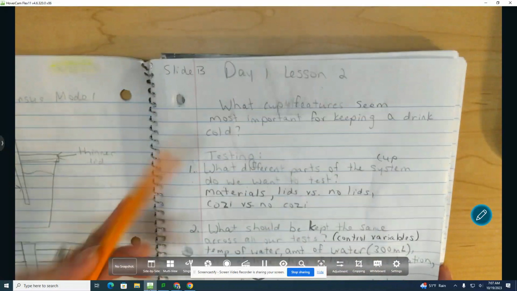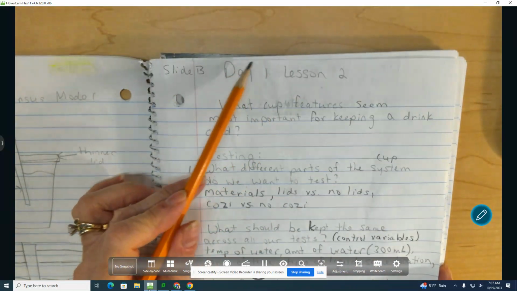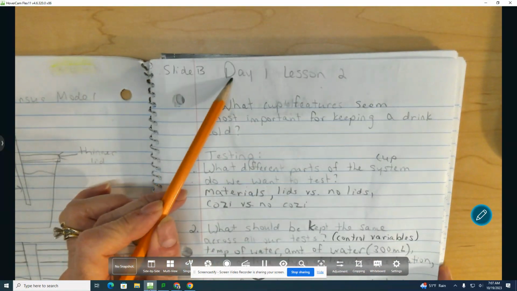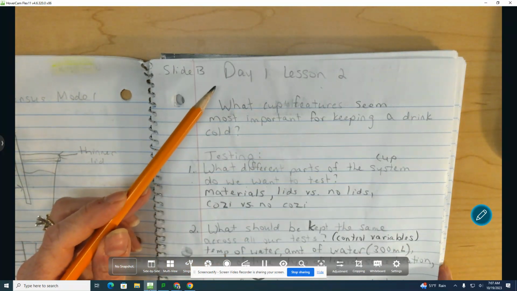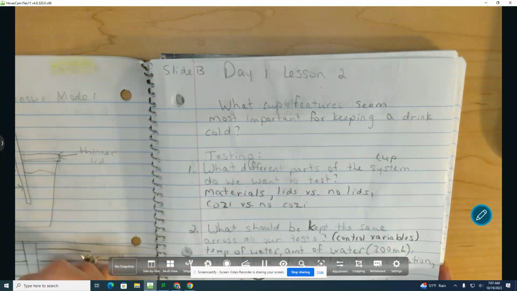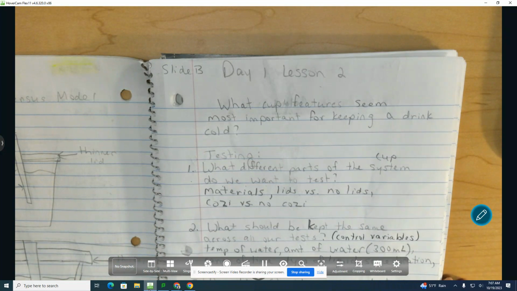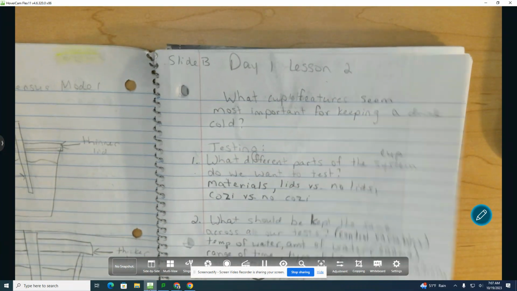Then lesson 2 was when you guys did the cold cup test. You tested a bunch of different cups with lids where you put cold water in each of these cups, and then we tested to see which ones kept the water cold the longest.